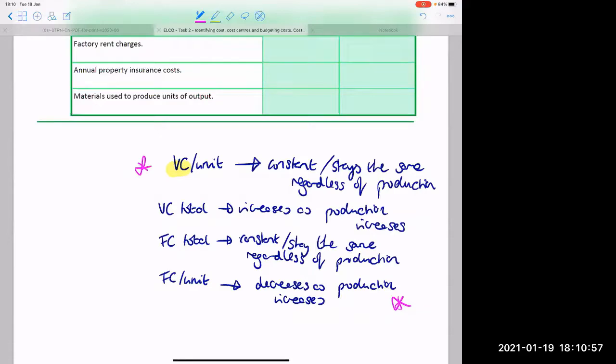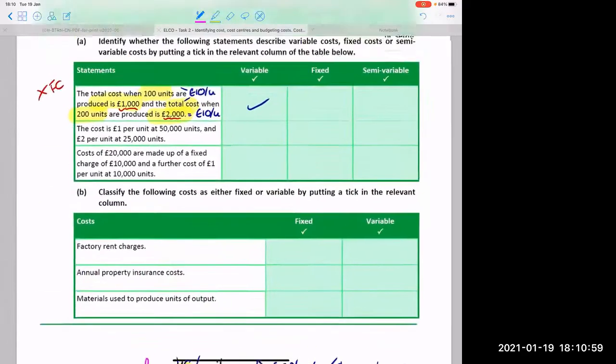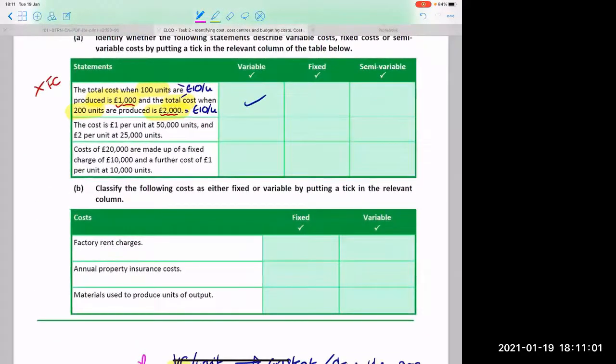There we go. Okay, so let's carry on and fill the rest of this in. So the first one, we said we know it's not a fixed cost because the total costs have moved. We've now figured out that the cost per unit has stayed the same, so we know that that's a variable cost.